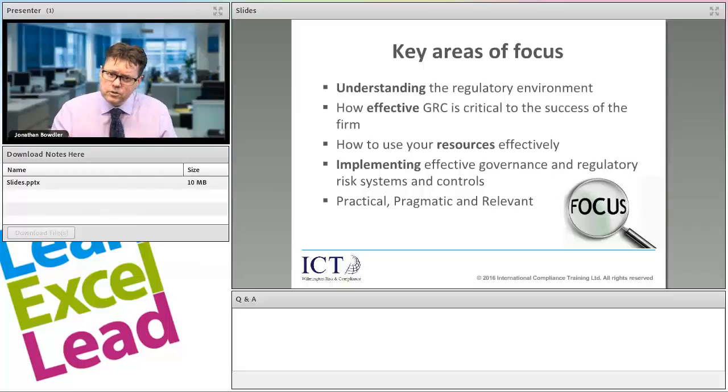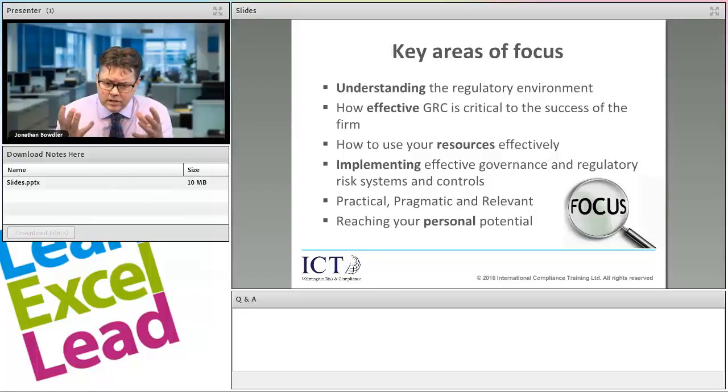So for the compliance courses, we look at the big picture. Why do we have the regulatory environment that we have? How do you then demonstrate that effective governance, risk and compliance structures and systems and controls actually are a real benefit to the business? How do you utilize the resources you have efficiently? And what kind of systems and controls you need to bring in to manage regulatory risk, but to do so in a really positive, pragmatic way?